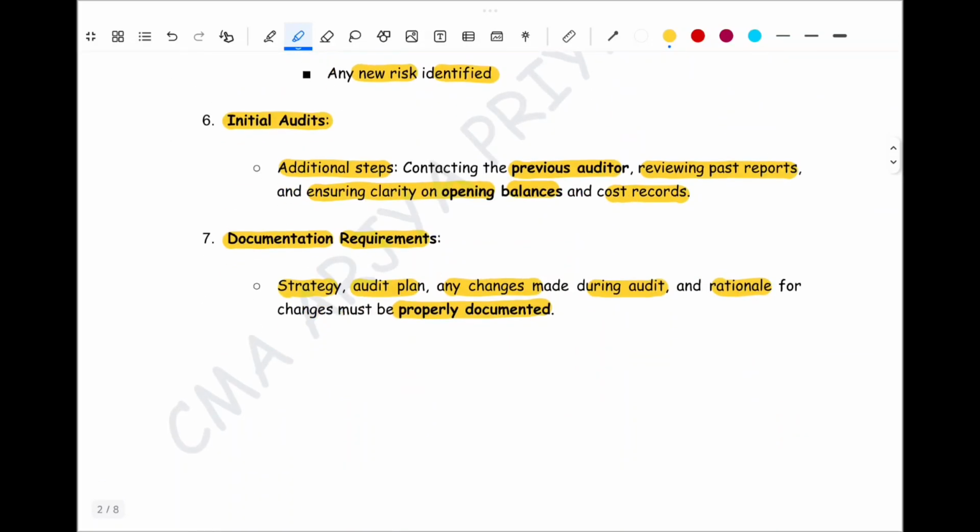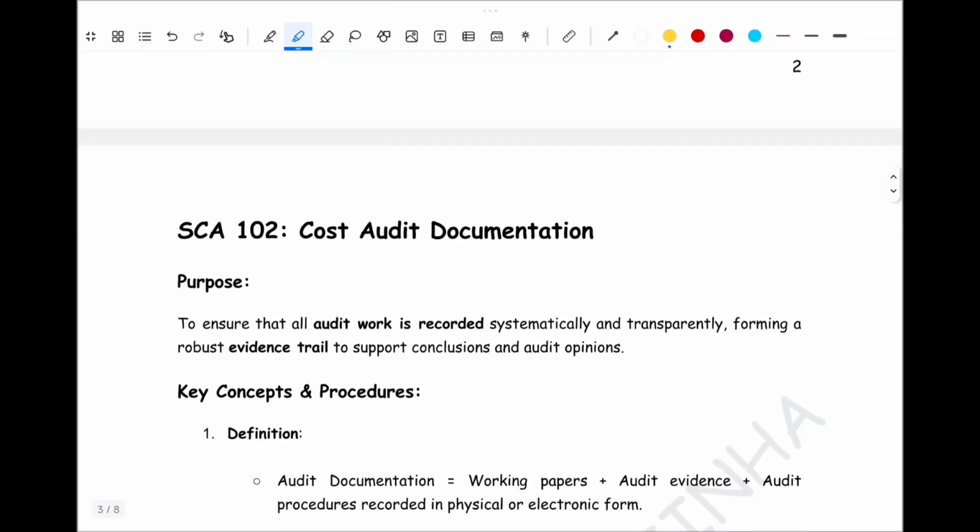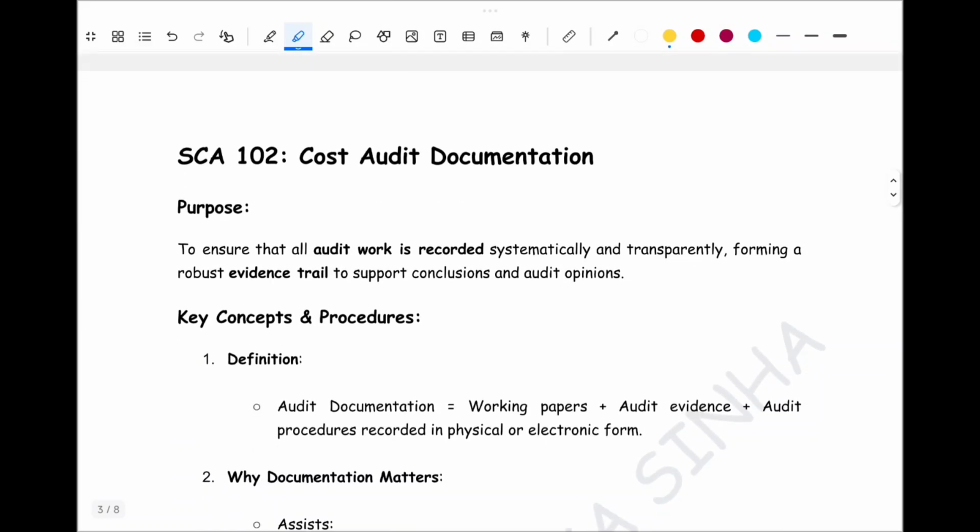Next topic is Cost Auditing Standard 102, that is cost audit documentation. That is again very important. Now, what is the purpose?